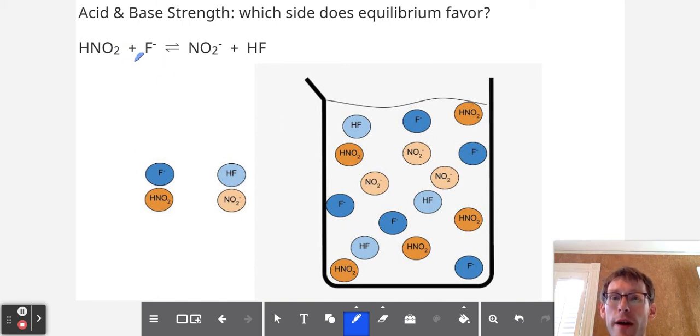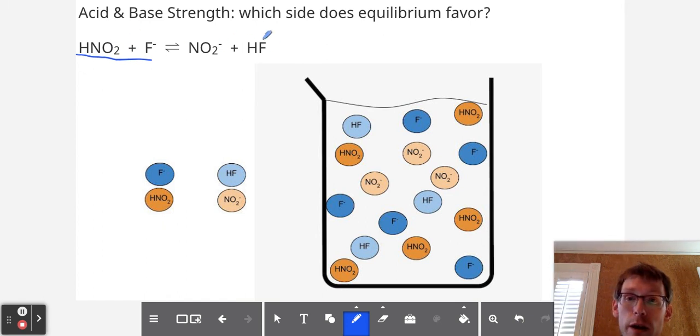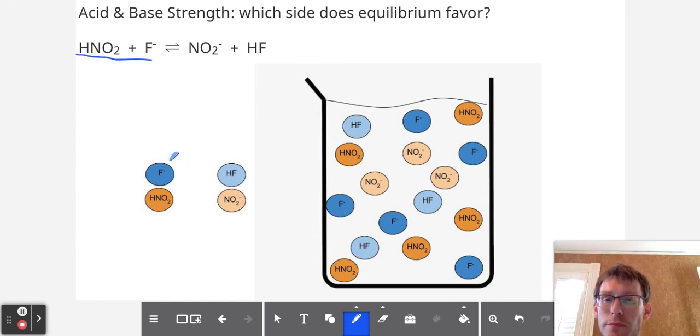Finally, I just want to point out that we've already decided that this equilibrium favors the left side because we have weaker on this side and we have stronger on this side. Well, what that means is that at equilibrium we're going to have more HNO2 and F-. That means that, well, you're going to have some NO2- and some HF, and I've drawn that in this beaker right here. If you count them, we still have, say, 3 of each, but it's just that there's going to be more of the HNO2 and there's going to be more of the F-. I've demonstrated that by drawing 5 of each.